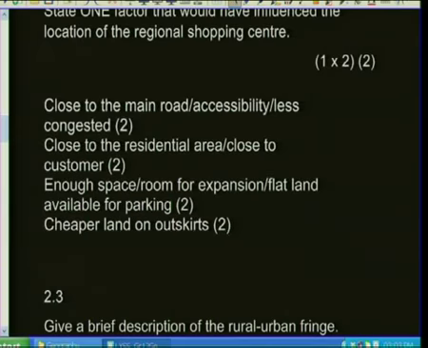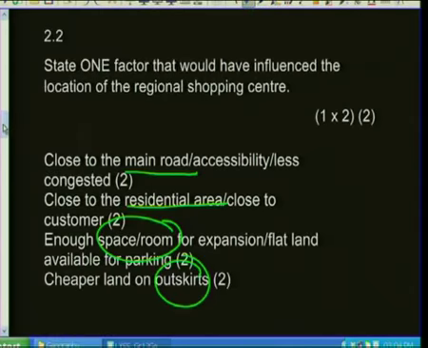Sure enough, we're close to the main road for accessibility. It's close to the residential areas, and there is enough space for parking and for that regional shopping centre to expand further if it does so. The only place that they can find land that is cheap enough for them to purchase such a large amount will be on the outside of the city, on the outskirts. So that's another thing that we could have added in. Happily, they were asking for one factor. We've come up with 3 or 4, which certainly hedges our bets.